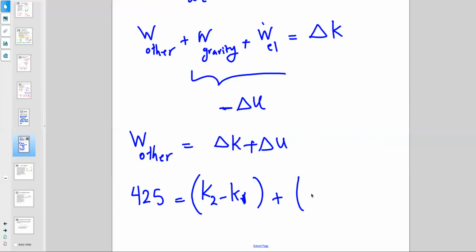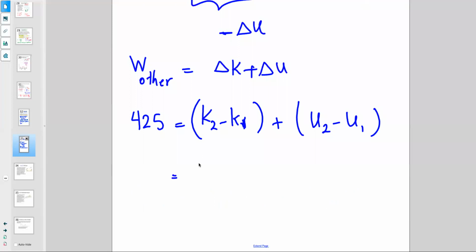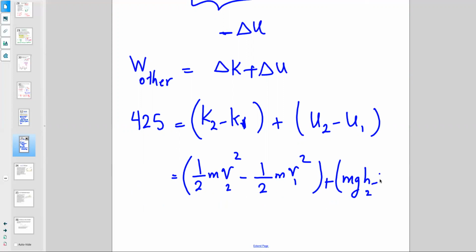Plus delta U is U2 minus U1. So K2 is half mV2 squared minus half mV1 squared, plus mgH2 minus mgH1.